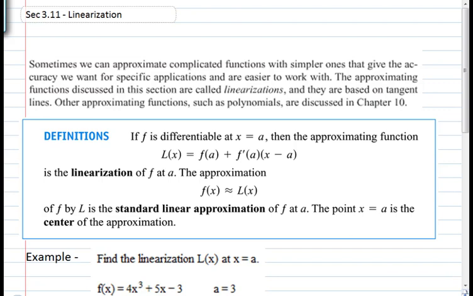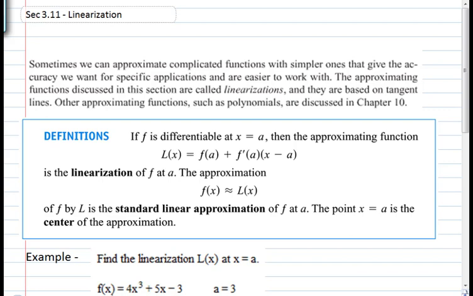3.11 is linearization. Now I copied this right out of the book. It says sometimes we can approximate complicated functions with simpler ones that give the accuracy that we want for specific applications and are easier to work with. The approximating functions discussed in this section are called linearizations, and they are based on tangent lines. Other approximating functions, such as polynomials, are discussed later on in Chapter 10. In Chapter 10 is where you're going to be using this in Cal 3, okay, with the other functions.